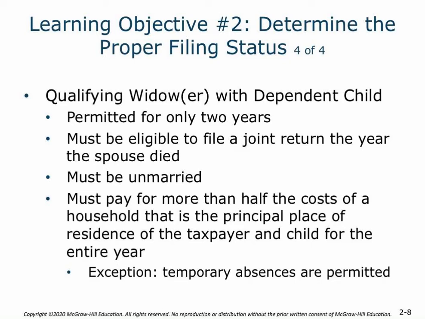And you must pay for more than half the cost of the household that is the principal place of residence for the taxpayer and the child. And then temporary absences are permitted. So if the child were to go off to college, for example, for 4 months in the term, that absence is not going to count against the tax filer.